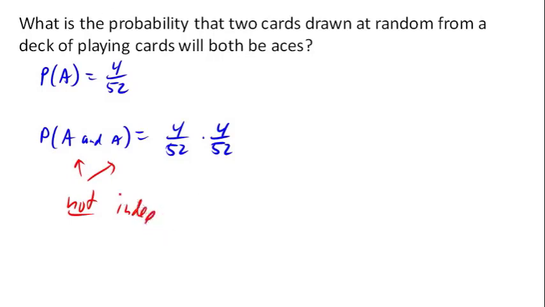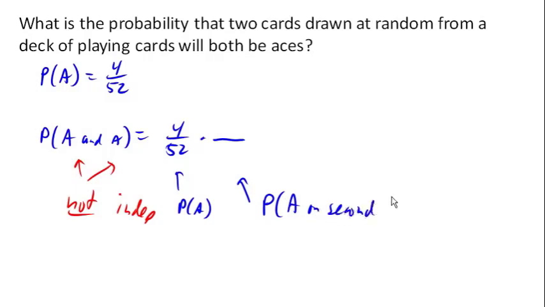Because after we pull out the first ace, it changes not only the number of cards in the deck, but also the number of aces in the deck, right? So for our first draw, the probability of an ace on the first draw is still 4 out of 52. But for our second draw, this is going to change. This is now the probability of an ace on the second draw, given, and we use this little bar for given, an ace on the first draw. And this is what's called a conditional probability.